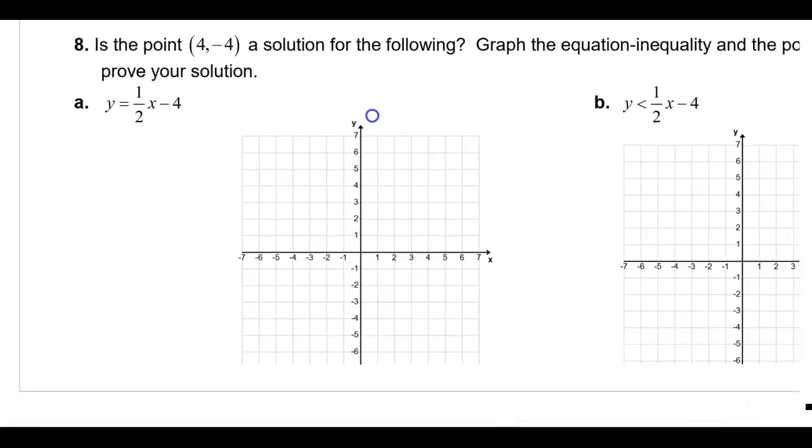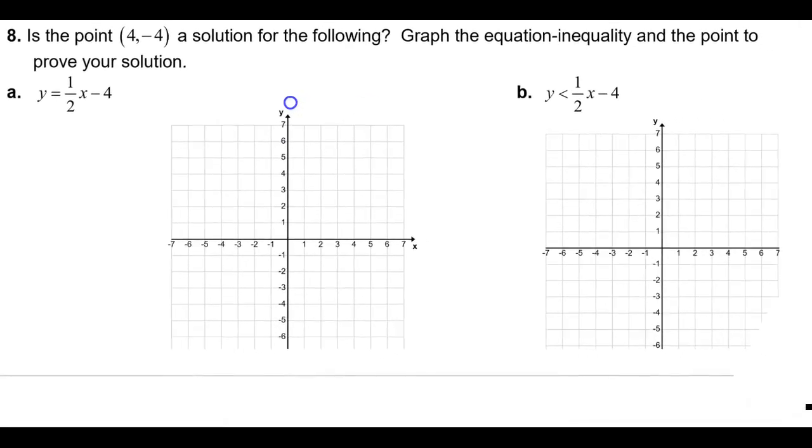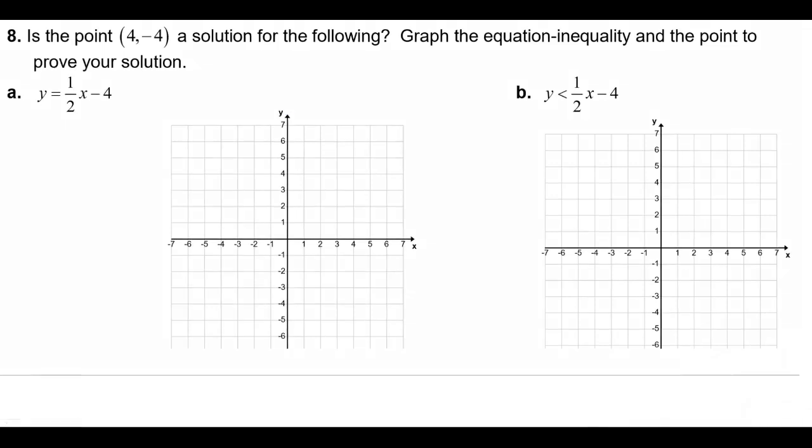Okay, so let's do some graphing. Now with this one, we are going to take this point and figure out, is it a solution for this equation and this inequality? Because the question says, is the point (4, -4) a solution for the following equation and inequality? So what we need to do is graph the equation, the inequality, and the point to prove whether our solution is right or not. So we need to graph the point as well. Let's go through that.